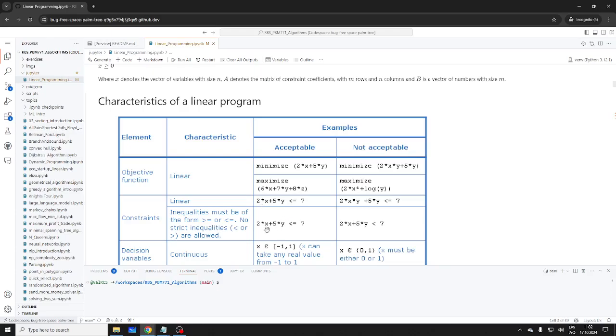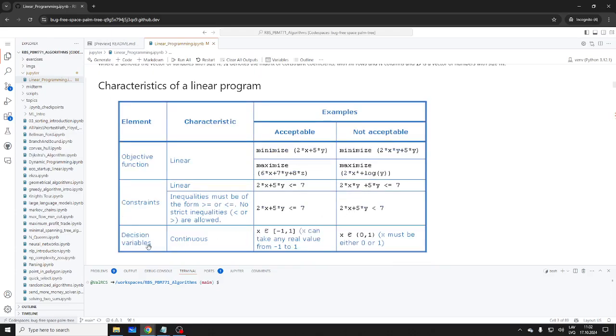This also works, right? Same type. But this is not allowed, because this is again quadratic, and this is because, of course, you have a strict inequality. Again, this is classical linear programming.